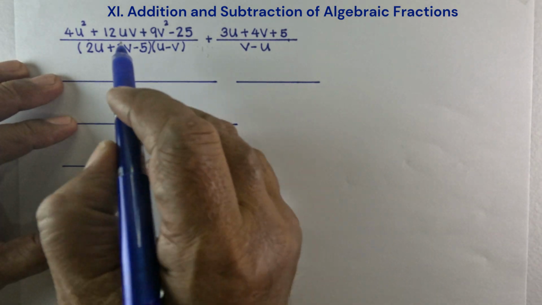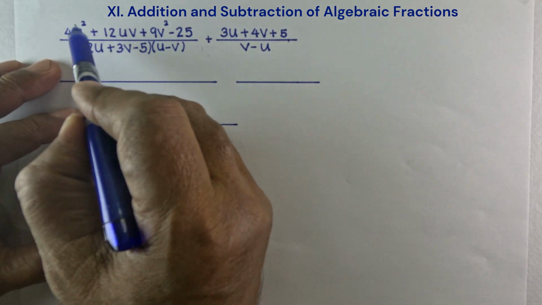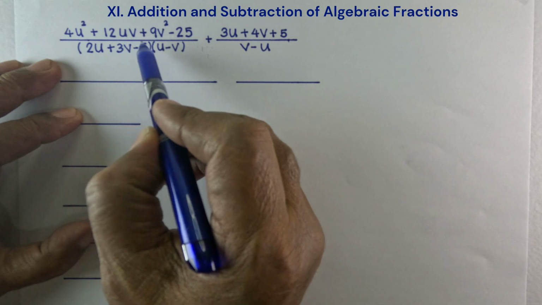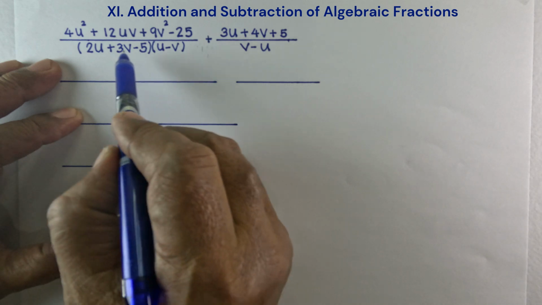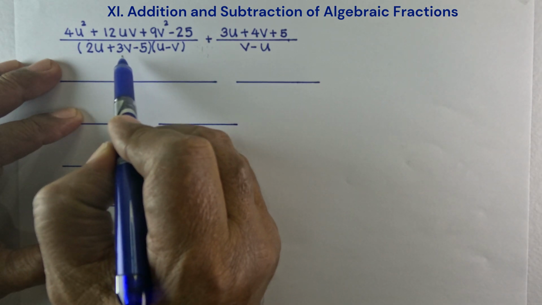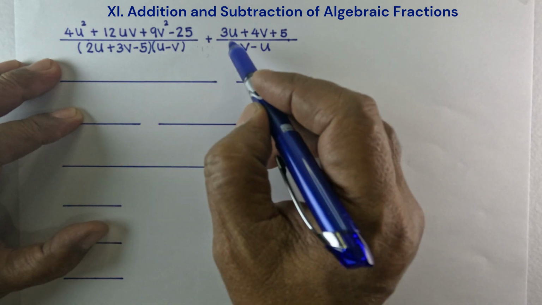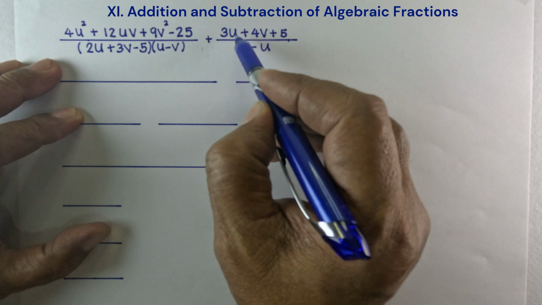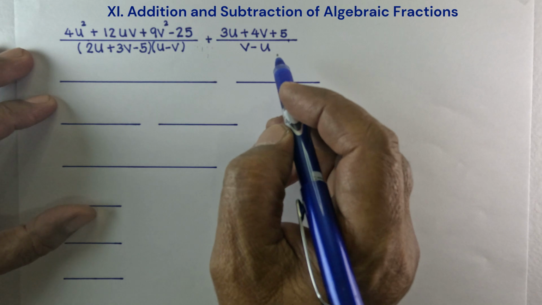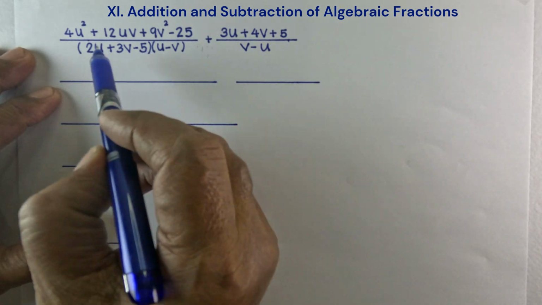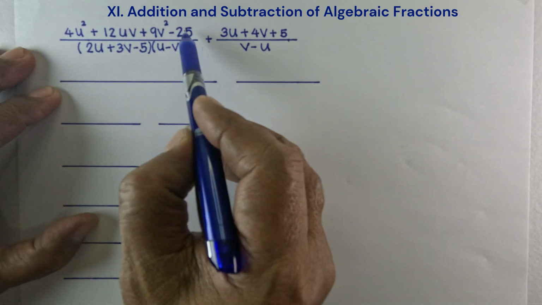Let's get the sum of these two fractions here. The polynomial 4u squared plus 12uv plus 9v squared minus 25 over quantity 2u plus 3v minus 5 times quantity u minus v, plus 3u plus 4v plus 5 over v minus u. So first off, we need to get the factors of this polynomial expression here.